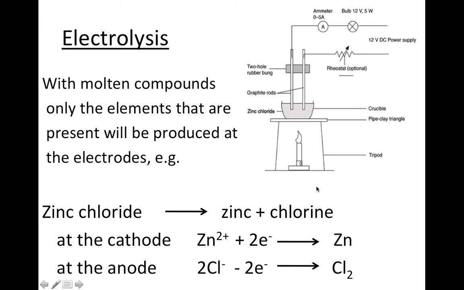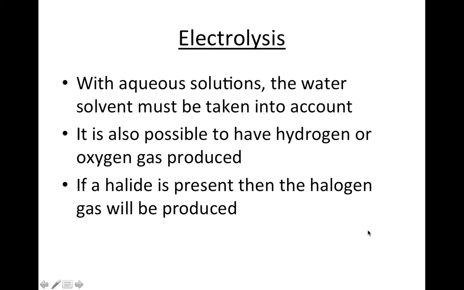So here we have zinc chloride, we have graphite, which are carbon inert electrodes, and we see heat, so that's why this is molten. We don't have to worry about water. And the zinc is going to reduce, and the chloride is going to oxidize to chlorine gas, a nice poisonous gas. But when we have aqueous solutions, we have to worry about the possibility of water reacting and generating things like hydrogen and oxygen gas.